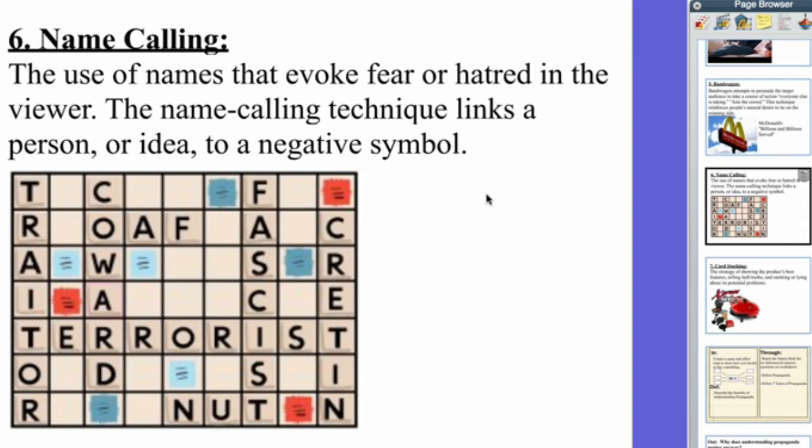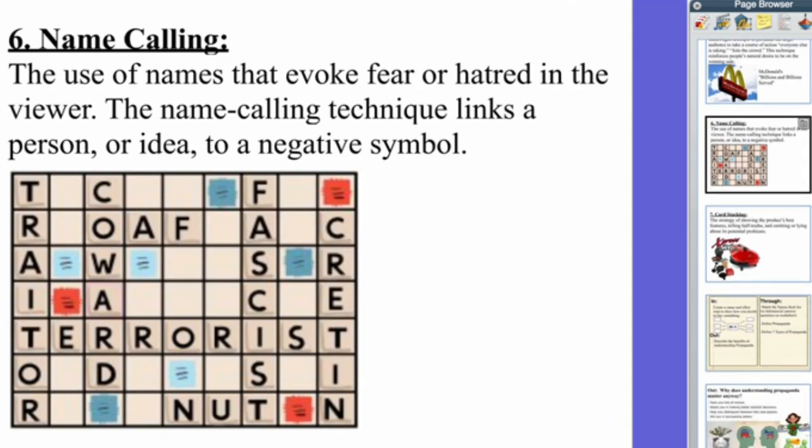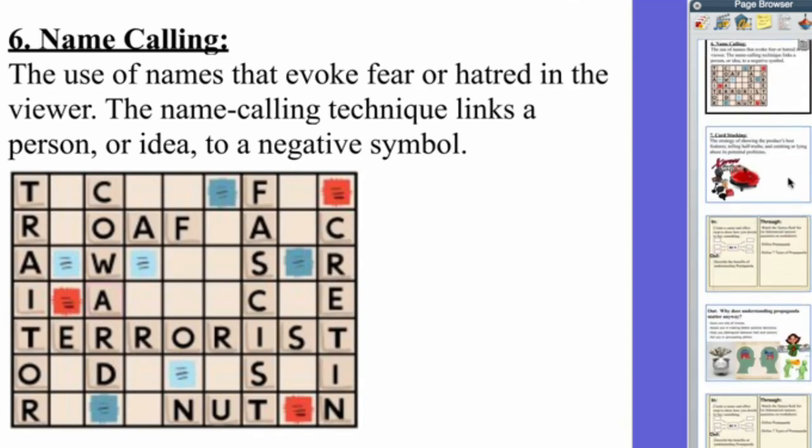You know, we hear that they're a traitor or a terrorist or a communist or a coward, and so there's a lot of negative connotations that come with politicians in general, but it can be done too for other products as well, where the negative aspects are being pointed out.